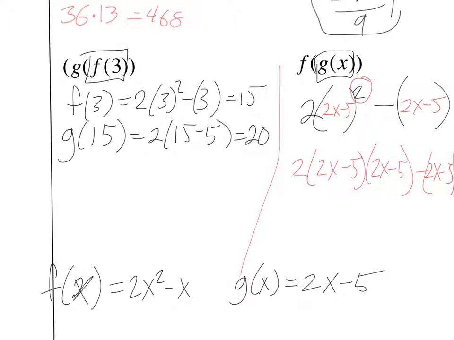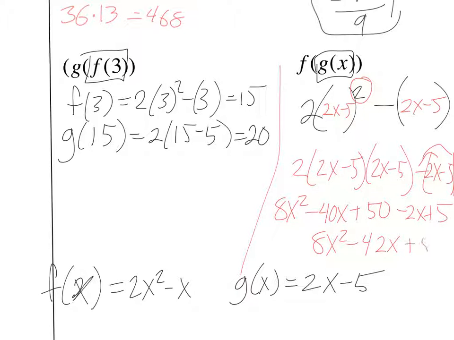Okay, distributing, we end up getting 4x squared, so that's going to be 8x squared. Minus 20x, so it's going to be minus 40x, and plus 25, so plus 50. Distribute my negative, so minus 2x and plus 5. 8x squared minus 42x plus 55, and that would be our final simplified answer.